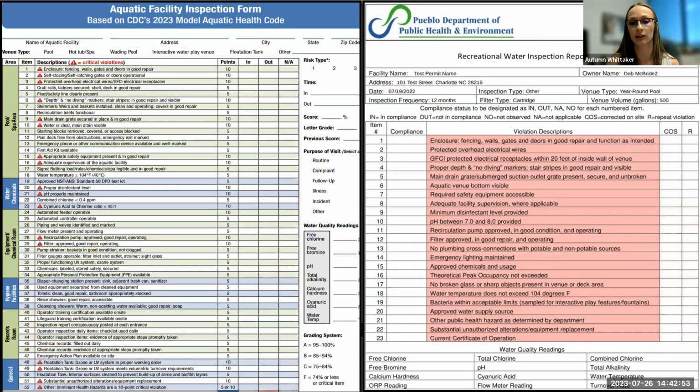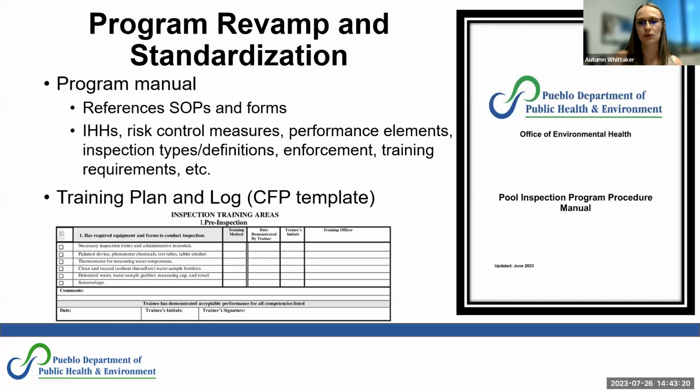So if you guys ever, again, want to take a closer look at our inspection report form, you can see that there is a method behind our madness. We didn't just go rogue and change everything. We just brought all of our imminent health hazards front and center for our operators to focus on those hazards first. And then page 2 is all of our non-critical violations, which again, almost word for word, are all those other violations from the Model Aquatic Health Code side. So again, just a quick overview. So if you guys see that, you'll know what it means.